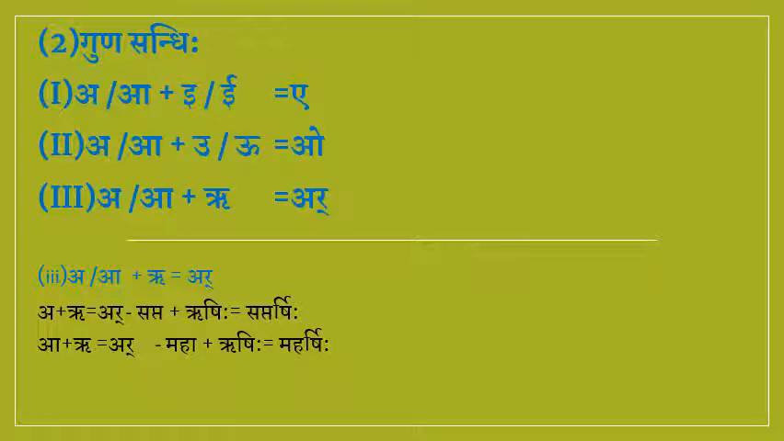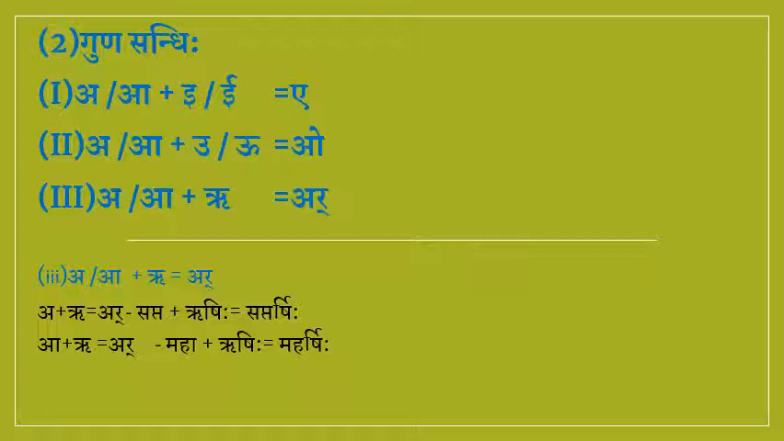Another combination: Maha plus Rishihi. The word ends with A and the next word starts with R, then also it becomes Ar, so Maharshihi. Okay. So with that, Guna Sandhi gets over here, with only three combinations.